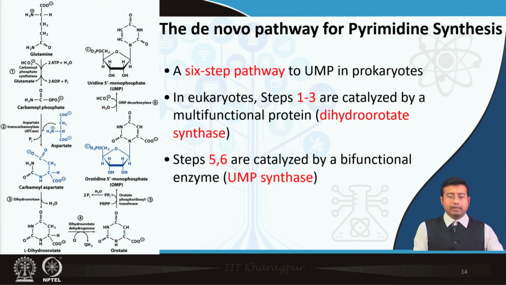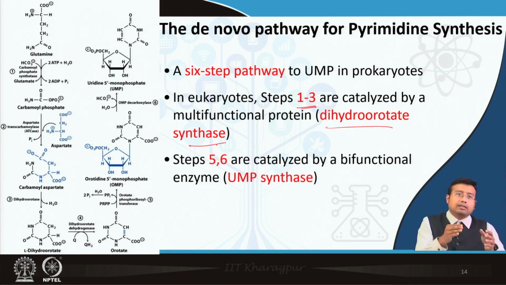So why am I saying repeatedly in prokaryotic systems? Mind it, the mechanism is actually the same in eukaryotes, even in humans. But in eukaryotes, the proteins have multi-enzyme domains. For example, steps 1 to 3 are catalyzed by a single protein, known as dihydroorotate synthetase. So one substrate goes on and ultimately we get dihydroorotate.